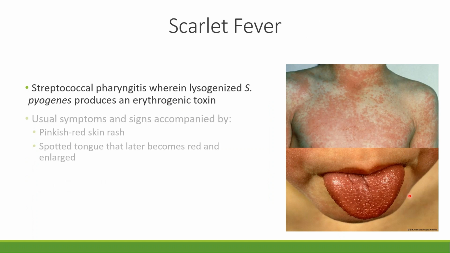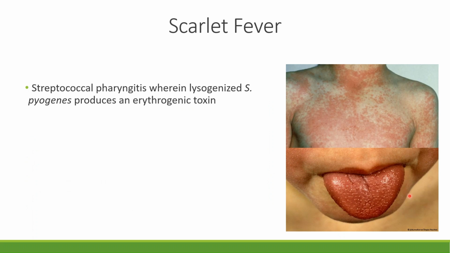Now, we have this other kind here, which can be streptococcal pharyngitis with a lysogenized Streptococcus pyogenes. Remember that when a virus integrates into a bacterial genome, and in this instance, it carries with it a gene, it can transform that bacteria to have a new trait. In this instance, it carries a gene that synthesizes erythrogenic toxin. And this allows that bacterium to synthesize that protein, which leads to this condition called scarlet fever.